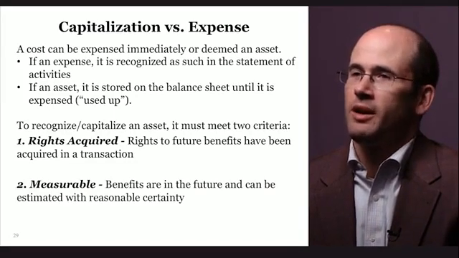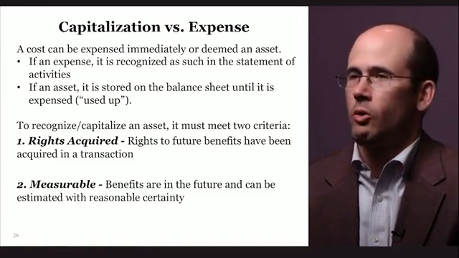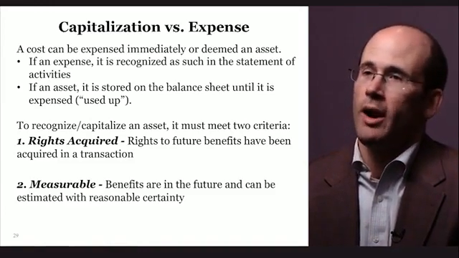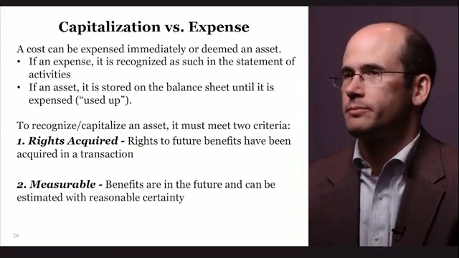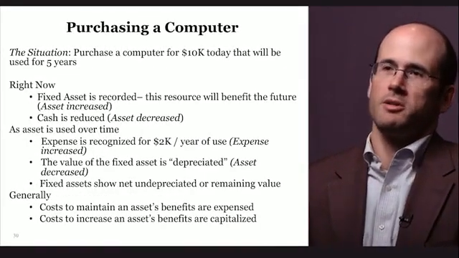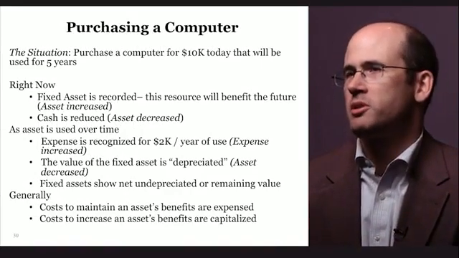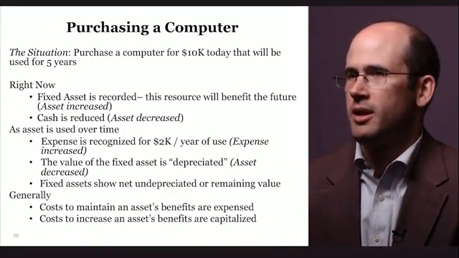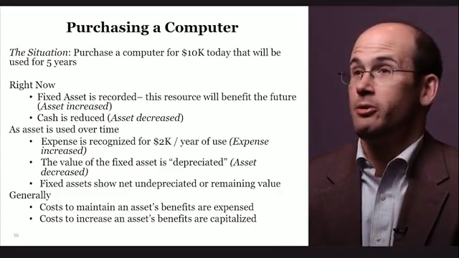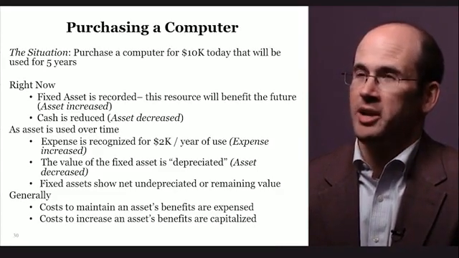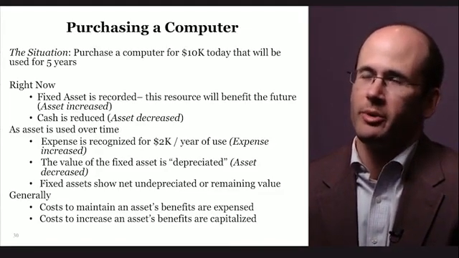organization. And as you can see, there are two general criteria that need to be met in order to record an asset. You need to have acquired some type of right, and you need to be able to measure it. So let's talk about that fixed asset example. And in this example, we say, let's purchase a computer for $10,000 today that you're going to use for 5 years. Now, I know you're probably saying, wow, what computer am I going to use for 5 years and the way technology evolves, but bear with me.